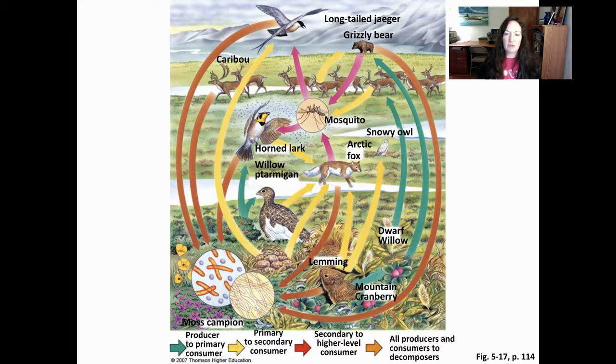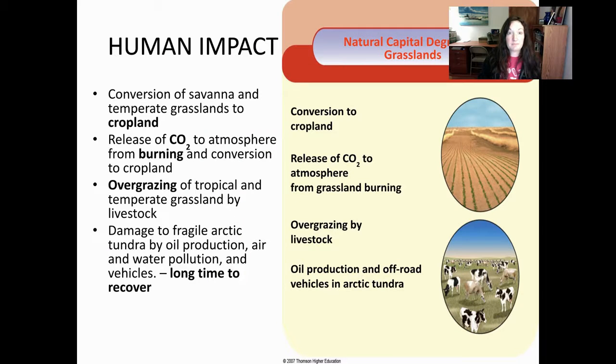Here is a typical polar grassland. So you can see our grizzly bears, our apex predator, but you do have a low variety of species, which is pretty common when you get into the polar regions. You're going to see less biodiversity in those areas.